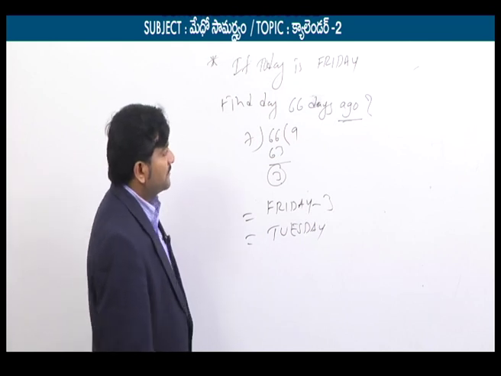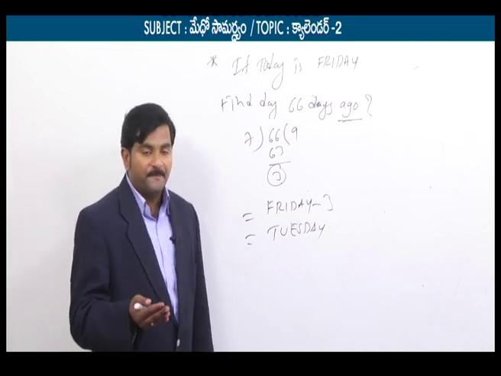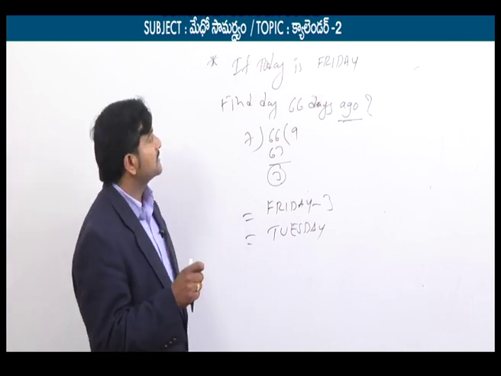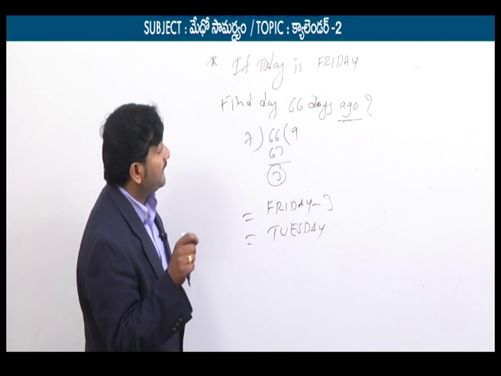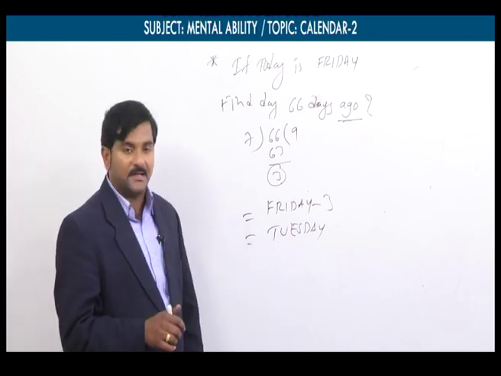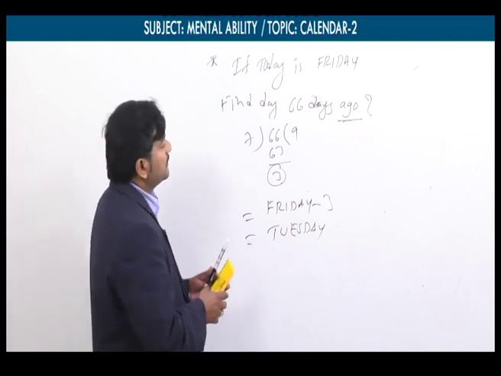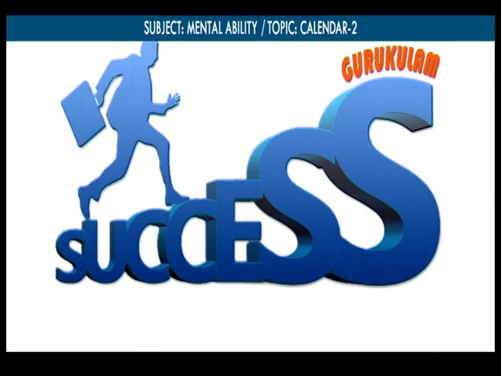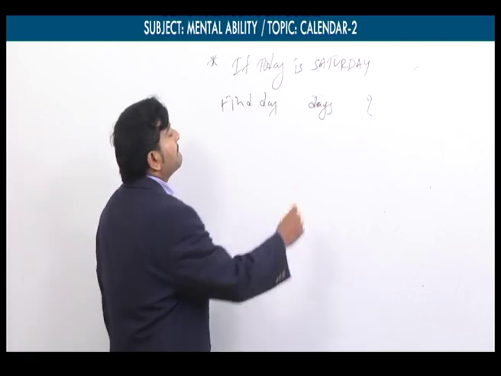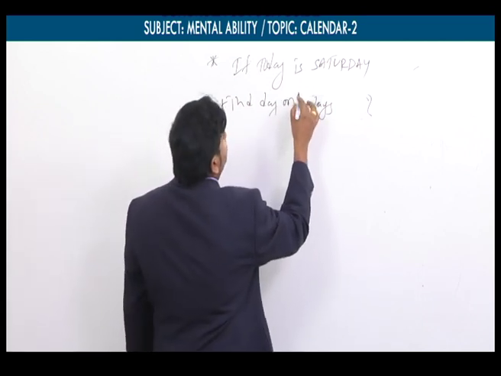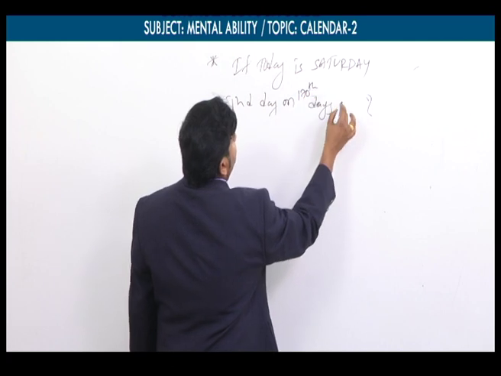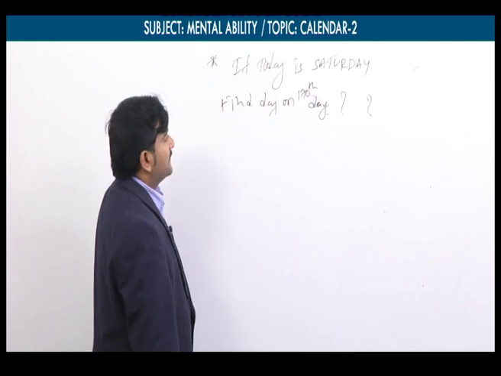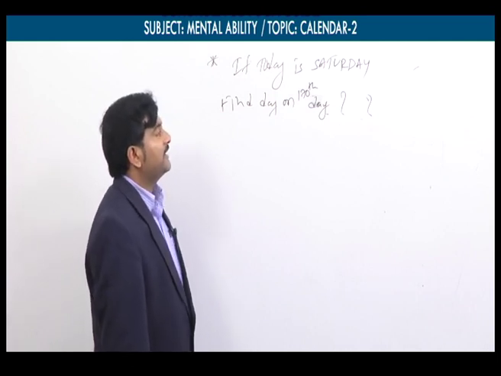Sometimes instead of after or ago, we will mention on the day. What does it mean? If today is Friday, find the day on the 66th day. If the question is like this, we will change the question. For example, if today is Saturday, then find the day on the 170th day.